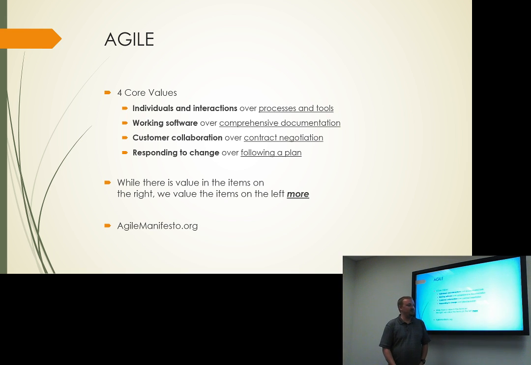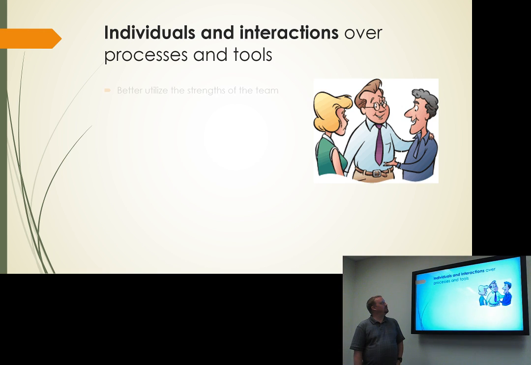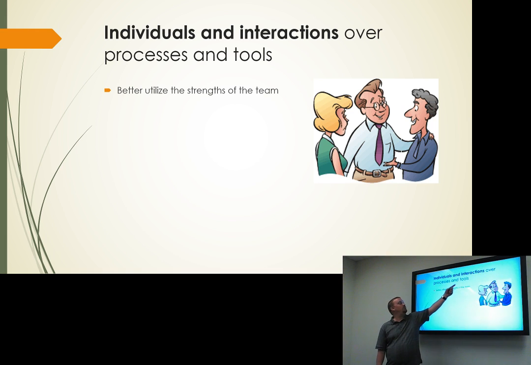So if we did these things, if we did value individuals and interactions over the processes and the tools that we use, what would be the results of that? What would that look like? Well, we'd better utilize the strengths of the team, right? Because we're getting to know them. We understand what their strengths and their weaknesses are, so we're going to be able to better utilize those things.